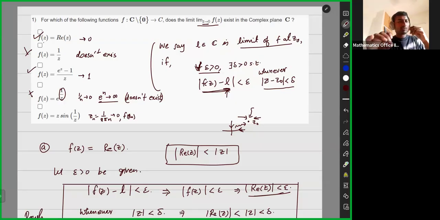When we take Zn equal to 1 by 2 pi n, it is going to 0. This is clear. Where does f of Zn go? Put the value of 2 pi n. Inside the sine, it becomes 2 pi n, right? So 1 upon 2 pi n into sine 2 pi n. Now sine 2 pi n is always 0, so this is going to 0. This gives an idea of what L should be. L should be 0, right?